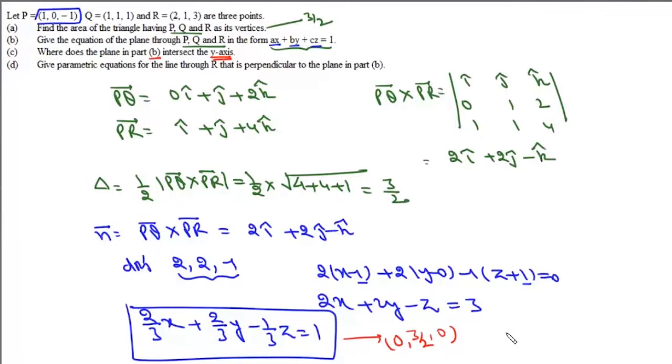And finally it says, give parametric equation of line through R which is perpendicular to the plane in part B. Now any line which is perpendicular to the plane will be parallel to its normal.